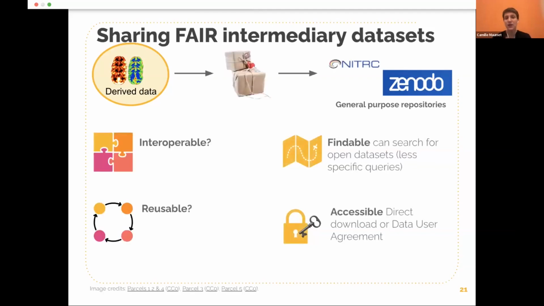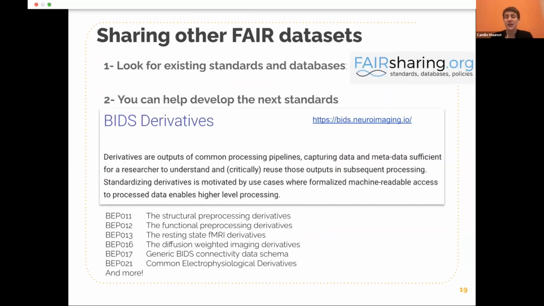And then there is the question of, can I find an appropriate standard to actually share this derived data? And here I think there are two main directions. The first one, of course, is to try and find an existing standard and database, and FAIRsharing is a nice website for that. So it might help you identify standards that you don't necessarily know about. And if there is none, then possibly you're the best person to help develop the next standards.